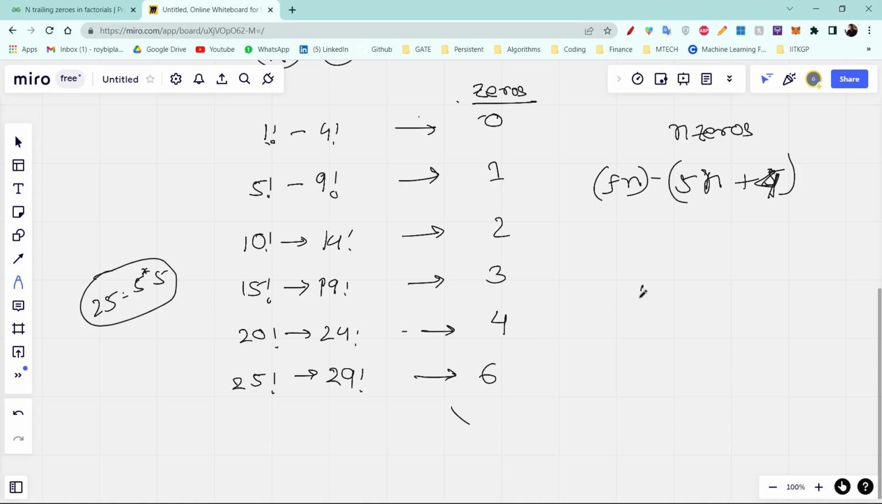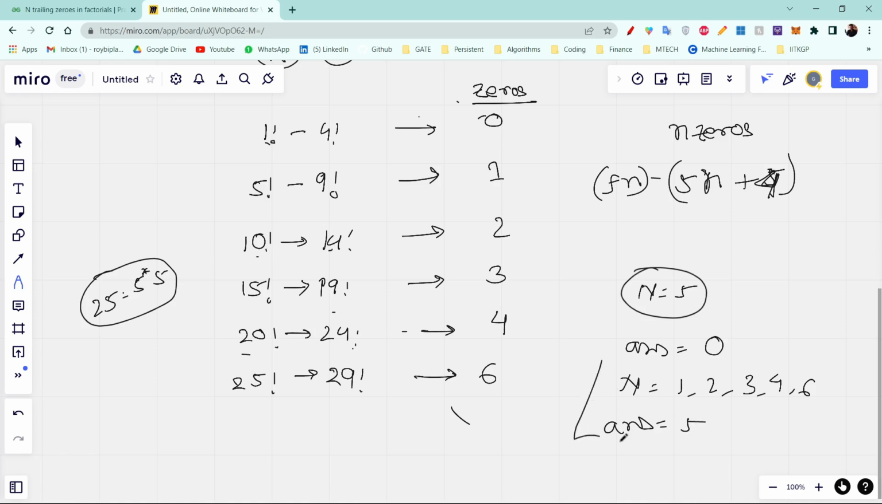So if the given n is 5, how many numbers have 5 zeros at the end? Our answer will be simply 0. If it is asking another n equals to 1 or 2 or 3 or 4 or 6, how many numbers are there? 20 to 24. Always the count of numbers is 5. Answer is 5.